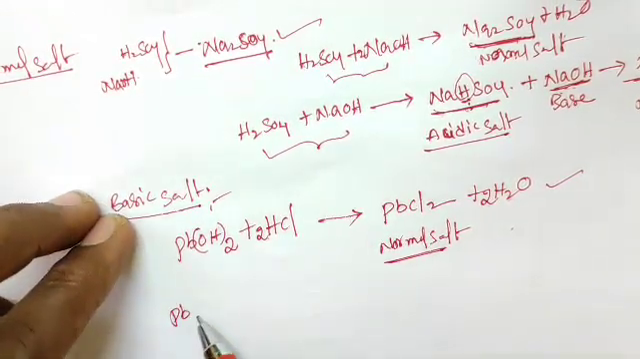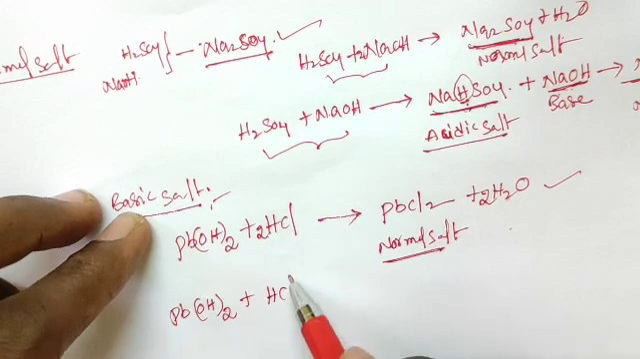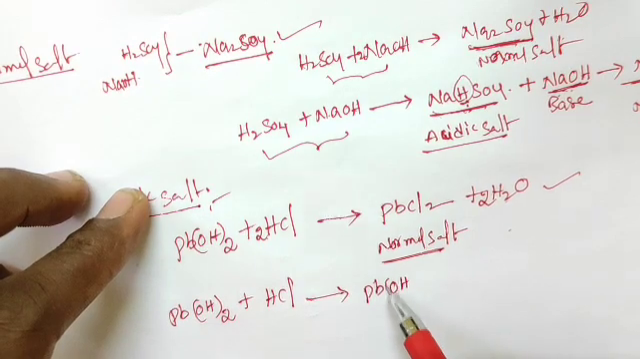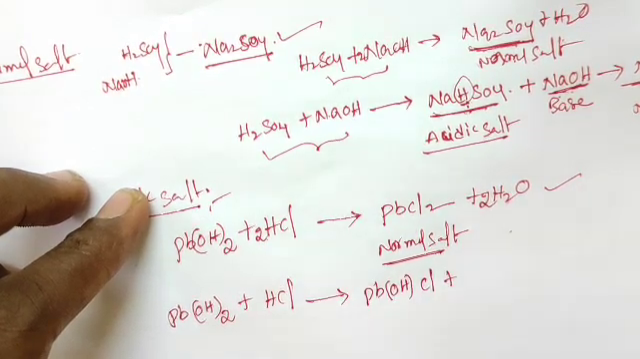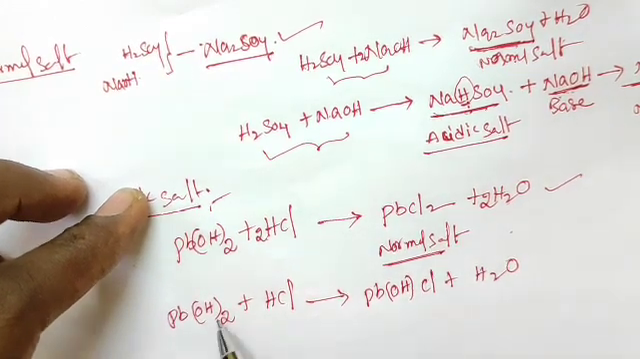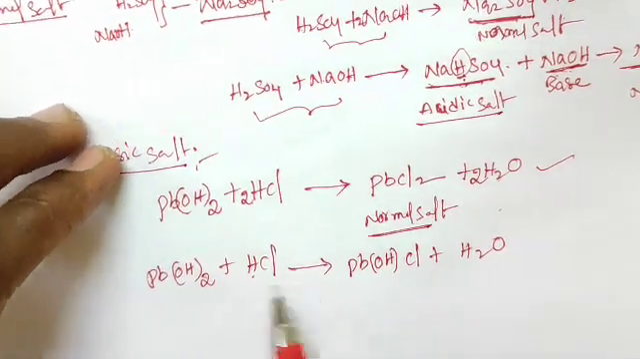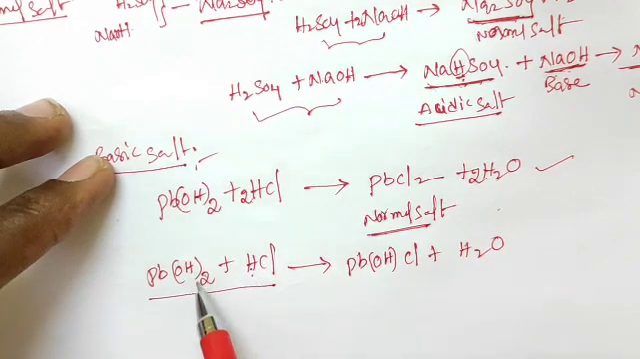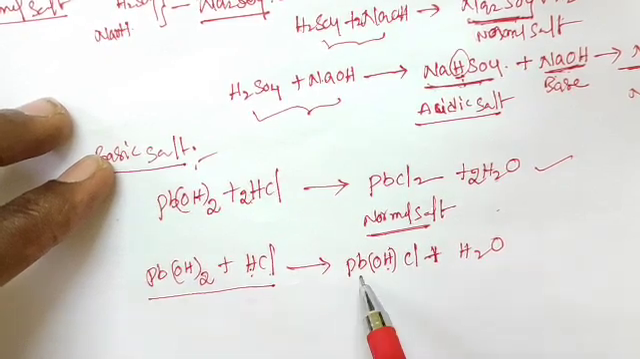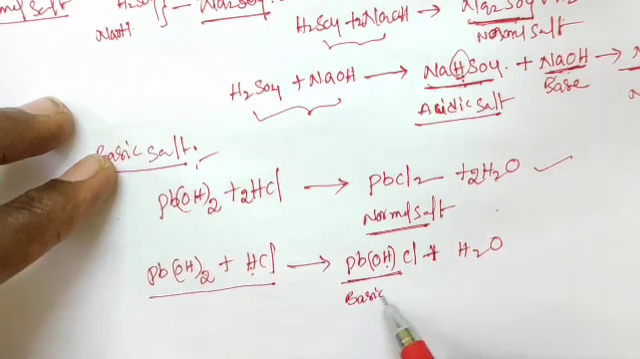But with partially replaced hydroxide, the same compounds give Pb(OH)Cl plus H2O. Here 2 hydrogens plus 1, totally 3 hydrogens on the reactant side, and on the product side 1 hydrogen plus 2, 3 hydrogens, 1 chlorine, 1 Pb. Now is this a normal salt? No, this is a basic salt.